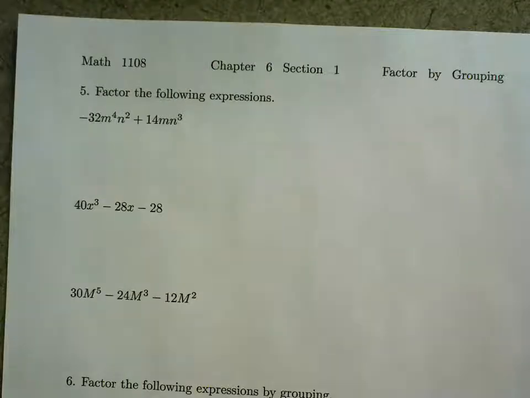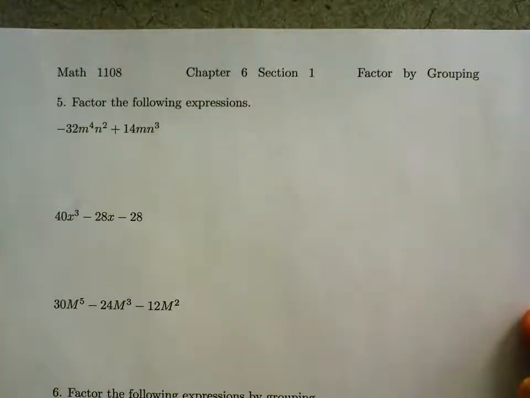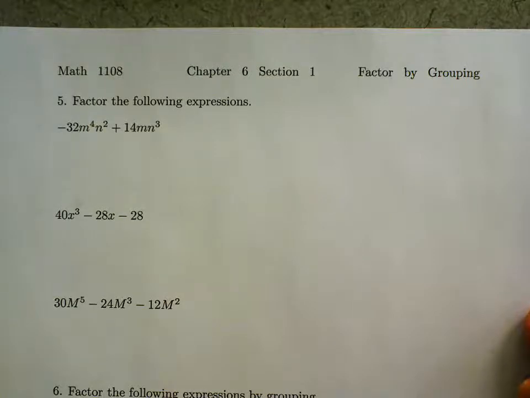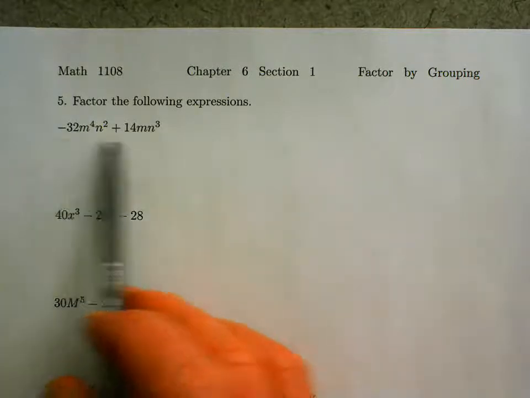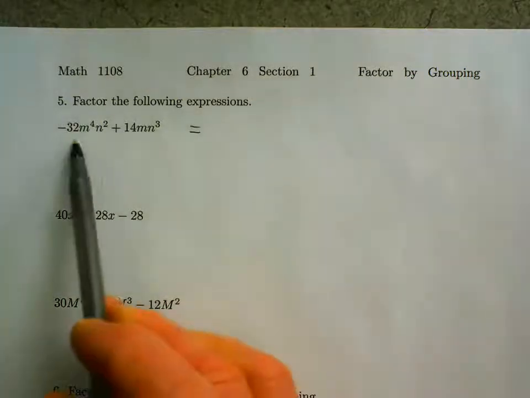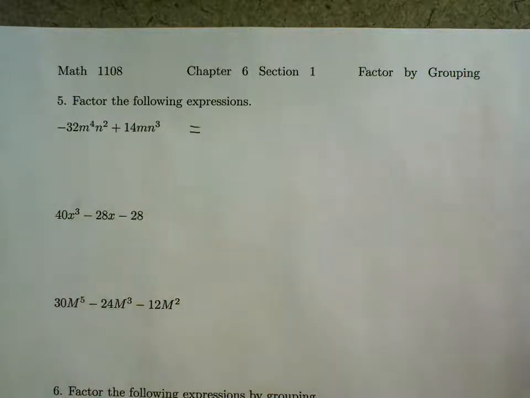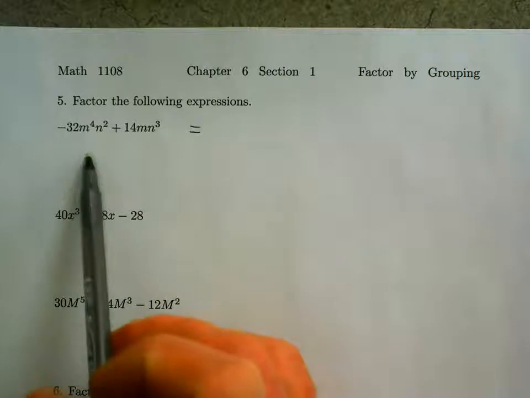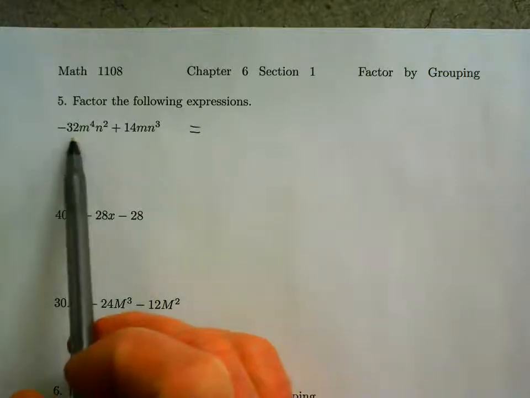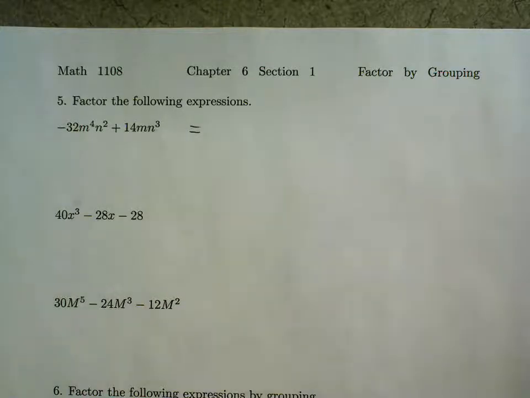Okay, the next page, factor the following expressions. So this one just has two terms in it, so we're just going to factor the greatest common factor out of each of the two terms. So comparing negative 32 and 14, the greatest common factor is 2.